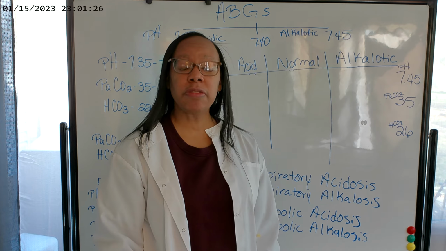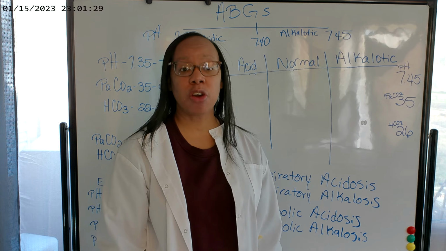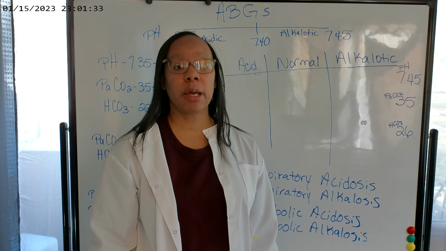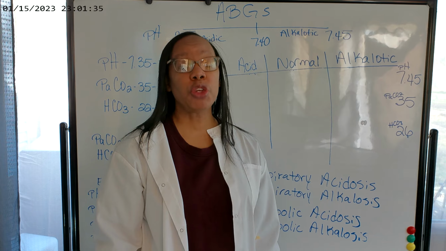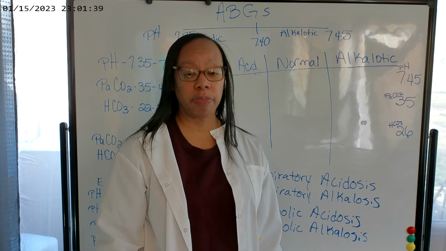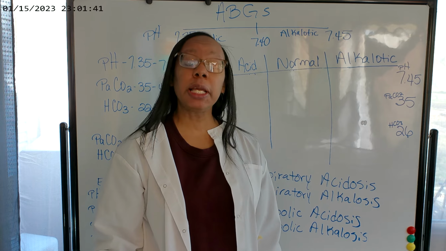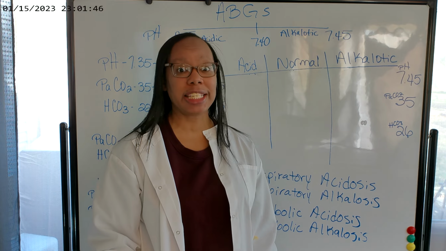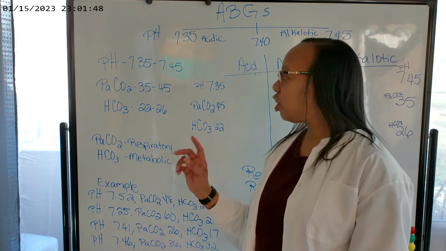Now, in my previous video, we discussed the basics of how to determine your arterial blood gases. Today we're going to take it a step further and determine whether your arterial blood gases are compensating or not. So they could be fully compensating, partially compensating, or uncompensating. So we're going to determine that today. Let's go back and just review.